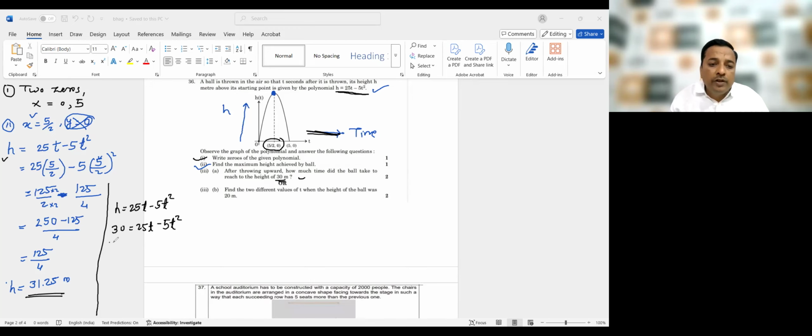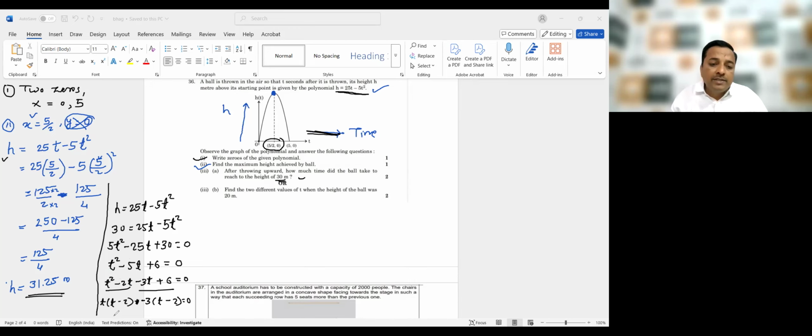Now we have to shift all the values: 5t² - 25t + 30. Divide the whole equation by 5. So t² - 5t + 6. Now for 6, the factors should add to 5: 3 and 2. So -2t -3t. Minus times minus is plus, and -2 -3 becomes -5, and 6. Make the groups.